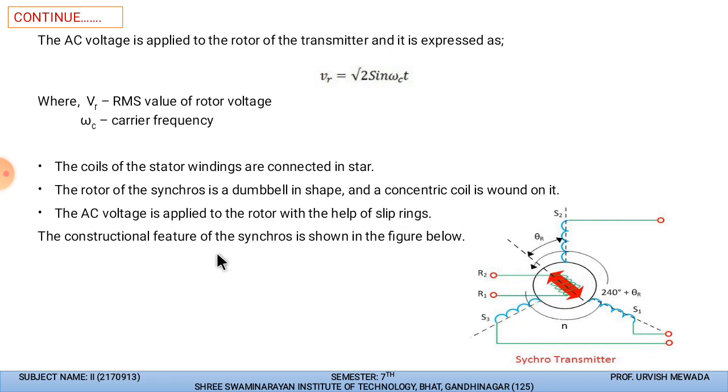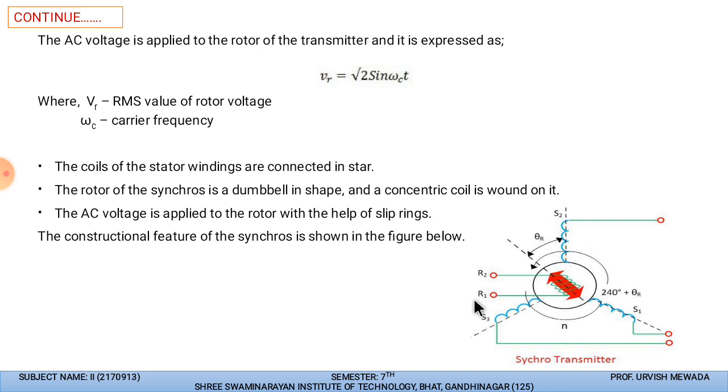Now the constructional features of the synchro are shown in this diagram. Over here you can see the rotation of the rotor having the angle theta r, and this is the angle 240 plus theta r. The angle which is acquired from over here to here is 120 plus 120, that is 240 plus theta r. That's why 240 plus theta r.